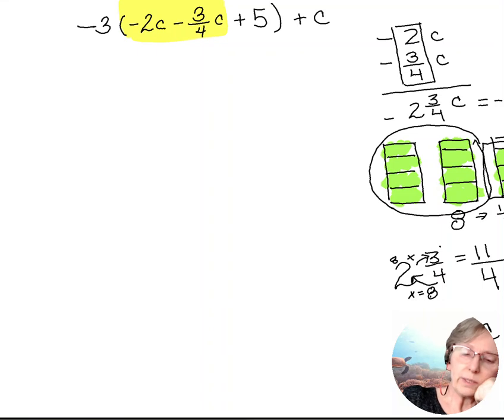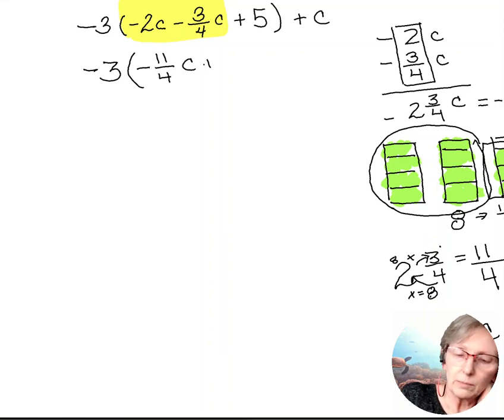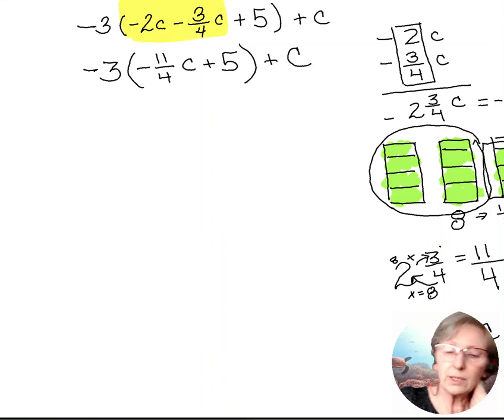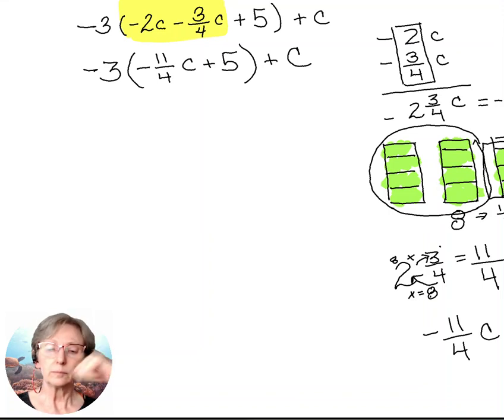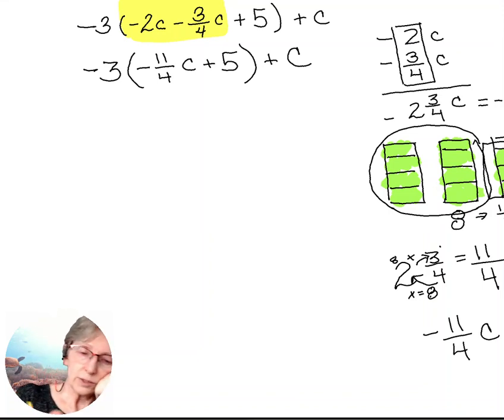So now I'm going to rewrite the equation. Negative 3 times negative 11 over 4c plus 5 plus c. At this point, we can distribute because, hey, my bubble's covering up the thing at the bottom. Hold on. Ta-da! So we're going to distribute the negative 3. And again, I'm going to do this the long way.